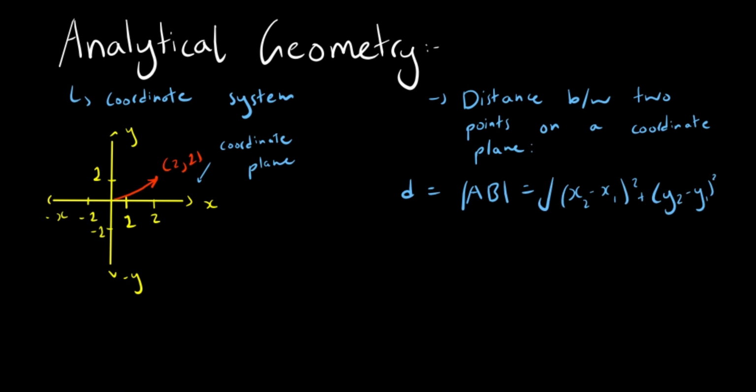और इसका formula होता है whole square root of x2 minus x1 का whole square plus y2 minus y1 का whole square. Now here the x2 is the x coordinate of point B and the x1 is the x coordinate of A, and y2 is the y coordinate of B and y1 is the y coordinate of A.